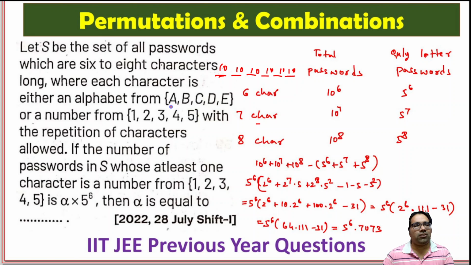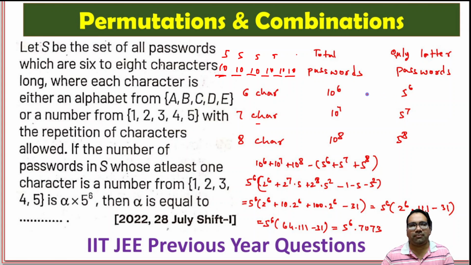Now let's say we want to create 6 character passwords with only letters. That means we will not use numbers. All these 6 places we will use only letters. How many options do we have? For each place we have 5 letter options, so 5 into 5 into 5 into 5 into 5 into 5. That's why 6 character passwords using only letters will have 5 power 6 such passwords. Similarly, for 7 character passwords we have 5 power 7, and for 8 character passwords using only letters we have 5 power 8.